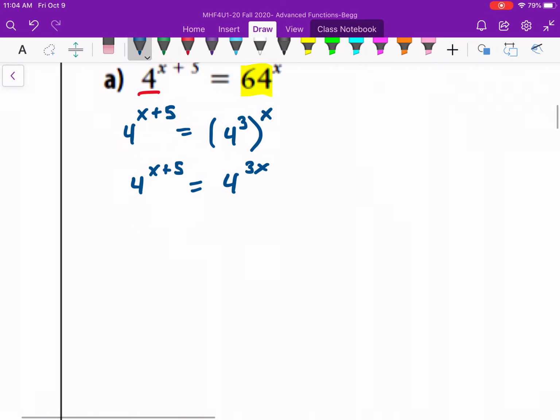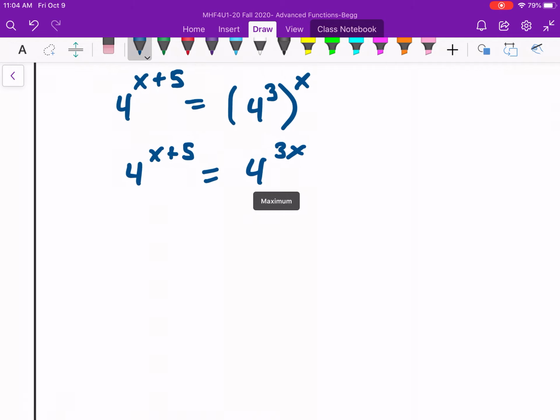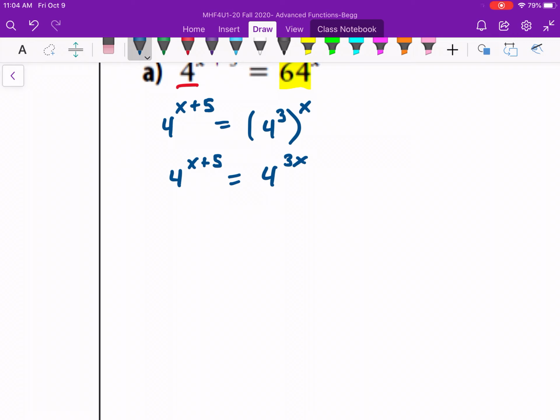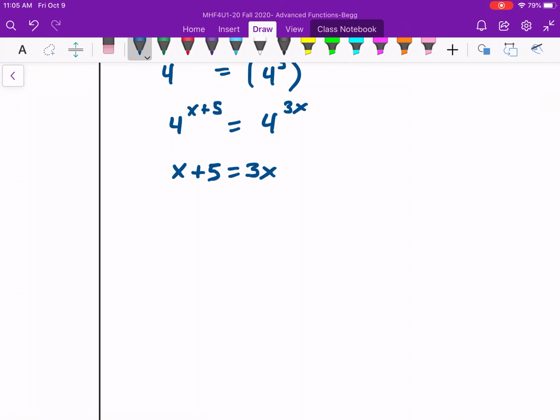So since I've got 4 to the x plus 5 is the same as 4 to the 3x, it stands to reason that the exponents must be equal. x plus 5 has to equal 3x if this equation is going to be true. So I can just forget about the bases. I'm starting a new equation, but it's the same relationship, and all I care about is finding out what value of x is going to make it true. And then from here, I can just go about my business of isolating x.